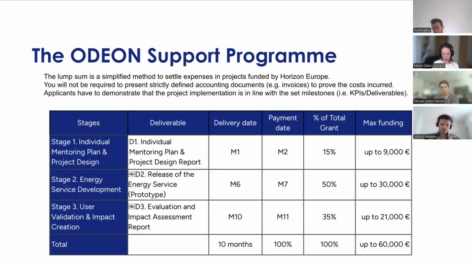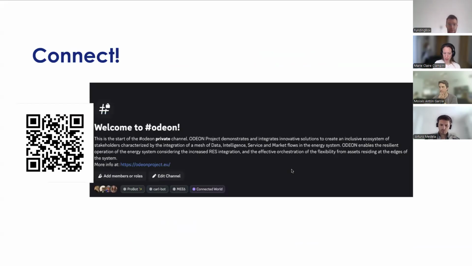And finally, you have the last deliverable, which is the evaluation and impact assessment report, which will be paid at the end of the support program, which will be up to 21,000 euros. So in total, you can receive, as I mentioned, the maximum of 60,000 euros, and you'll be participating in this 10-month-long program. So that's about the open call.